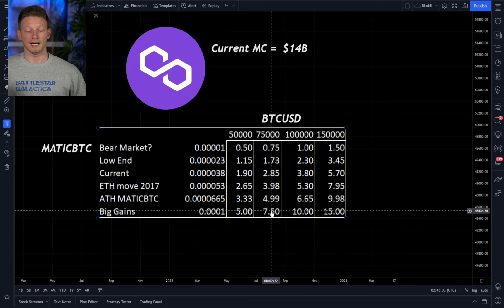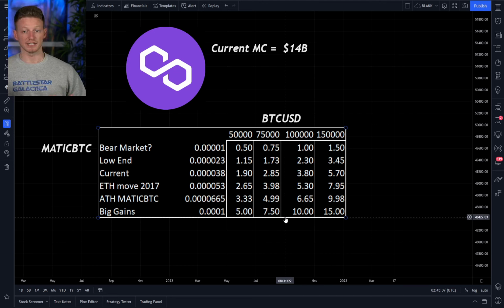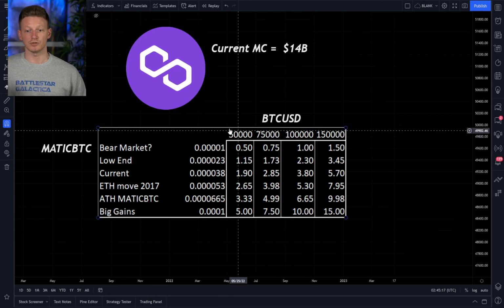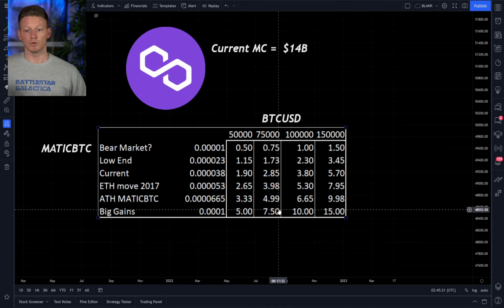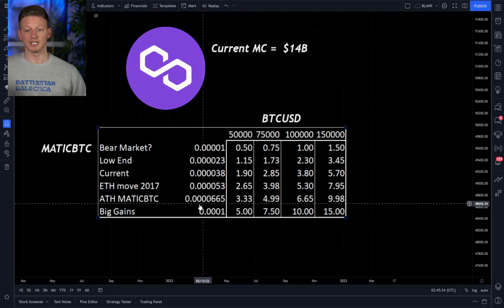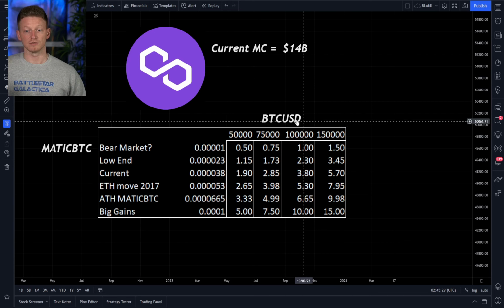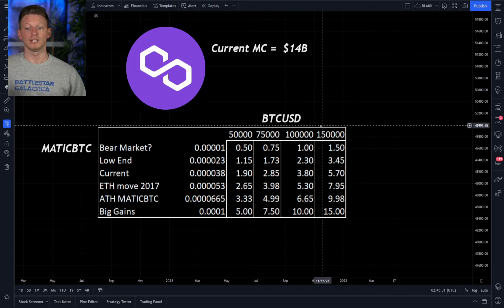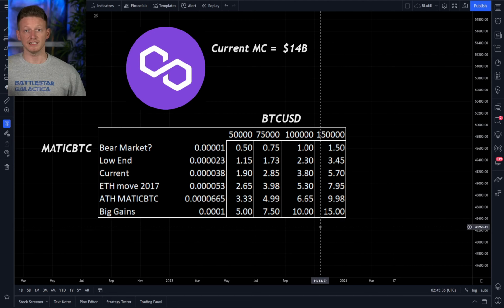$7.50 MATIC. I suspect that this is less likely to happen because remember, as Bitcoin shows strength, the whole market will show strength. And typically altcoins will go on a parabolic run after Bitcoin has gone on a big run. If we only get up to somewhere between $50,000 to $75,000, I think we'll have a tough time getting up to this much higher level than we're sitting at right now against Bitcoin anyway. Now, if we start to reach into the $100,000 level, $150,000 level, this is possible, if not even higher.